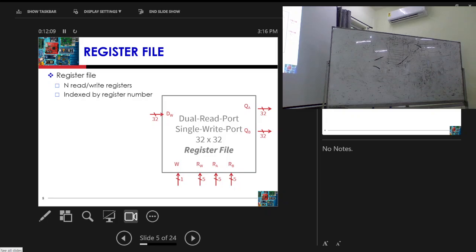Okay, so this is the input and output of a 32 by 32 register file. Now we have what is known as the data width.